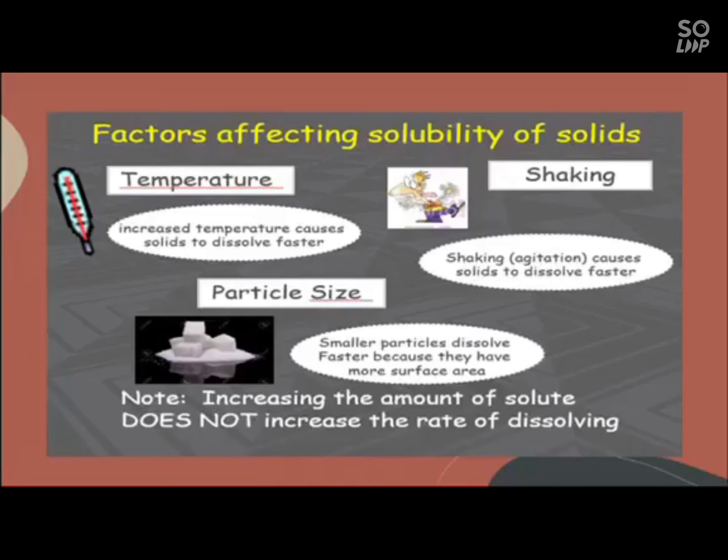Factors affecting solubility of solids. Temperature. Increased temperature causes solids to dissolve faster. Shaking. Shaking or agitation causes solids to dissolve faster. Particle size. Smaller particles dissolve faster because they have more surface area. Note: increasing the amount of solute does not increase the rate of dissolving.